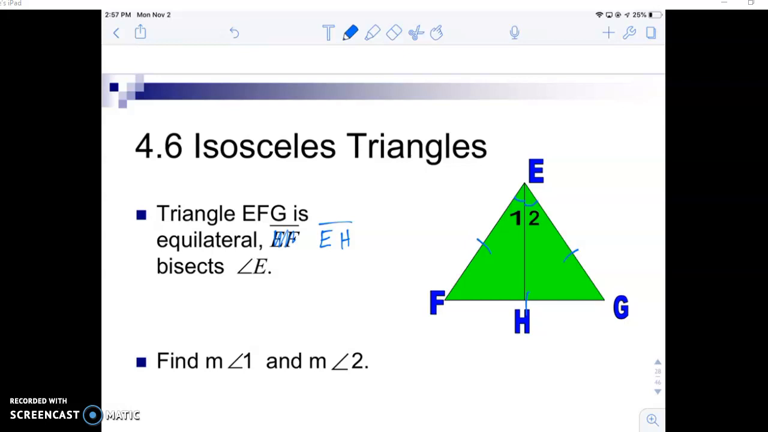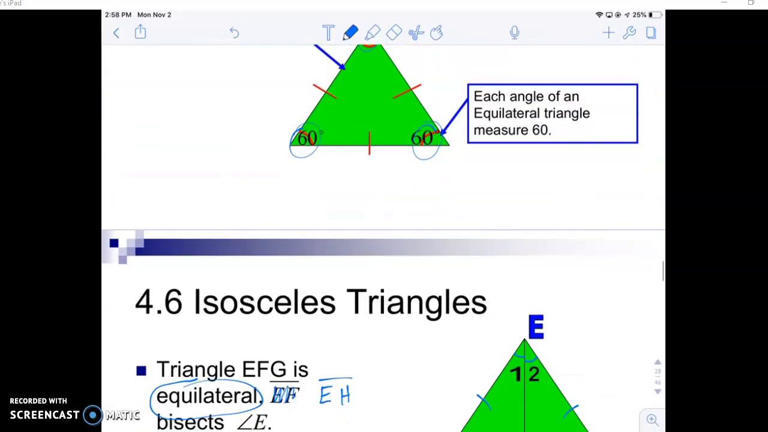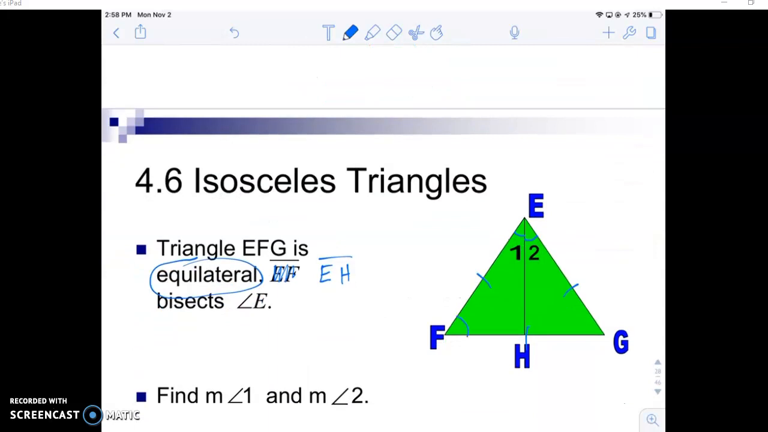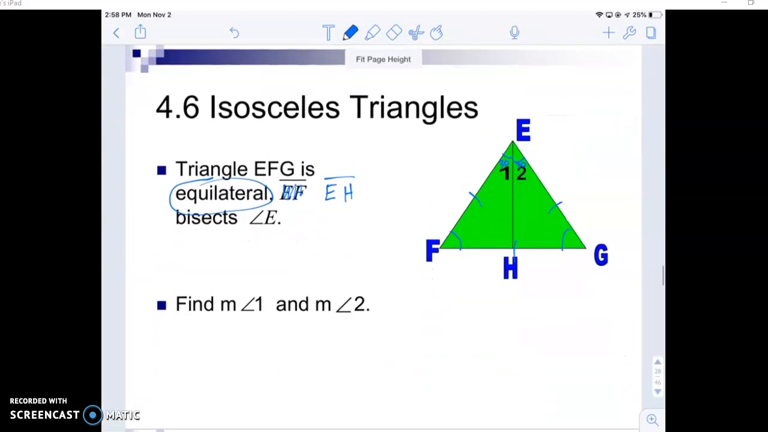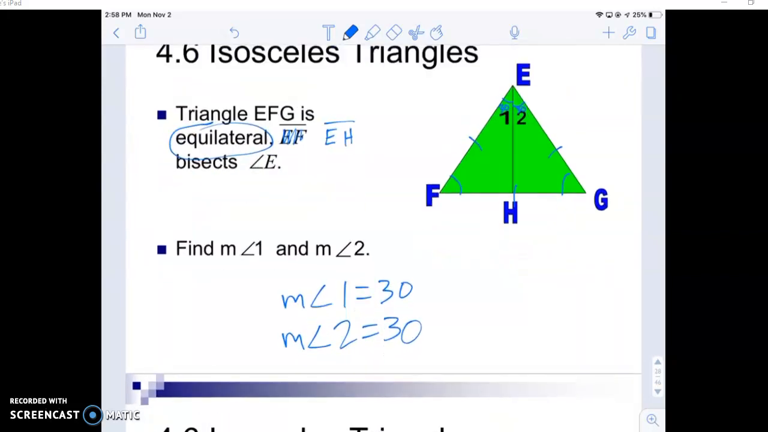It also tells us that it is equilateral. Using the information we just figured out, if it's an equilateral triangle, all three of these angles are going to be 60 degrees. So if this entire angle is 60 degrees and it's bisected, each of these is going to be 30, and this is going to be 30 as well. The question is asking you to find the measure of angle 1 and angle 2. I'm just going to write measure of angle 1 equals 30, and the measure of angle 2 also gives us 30. It's bisected, it's split into two.